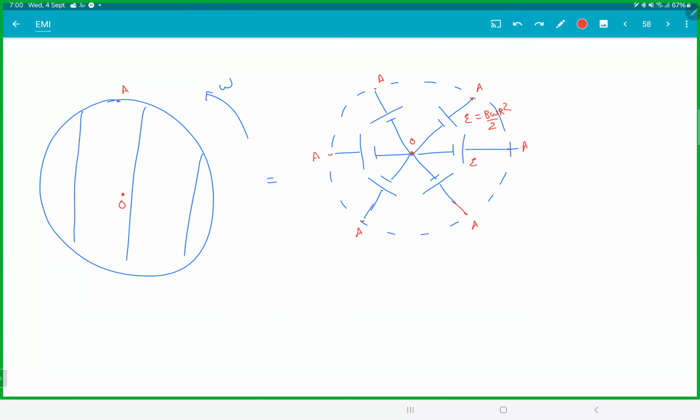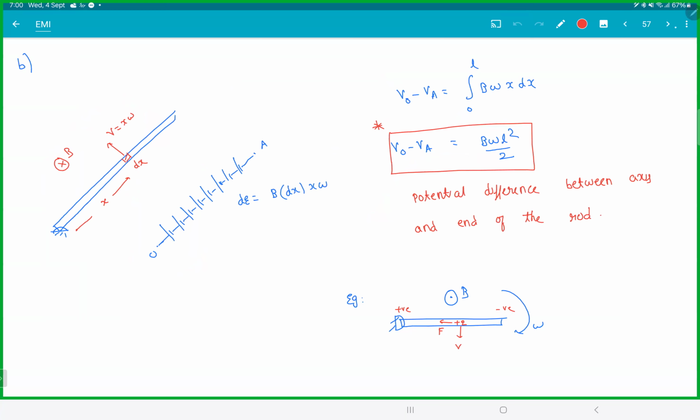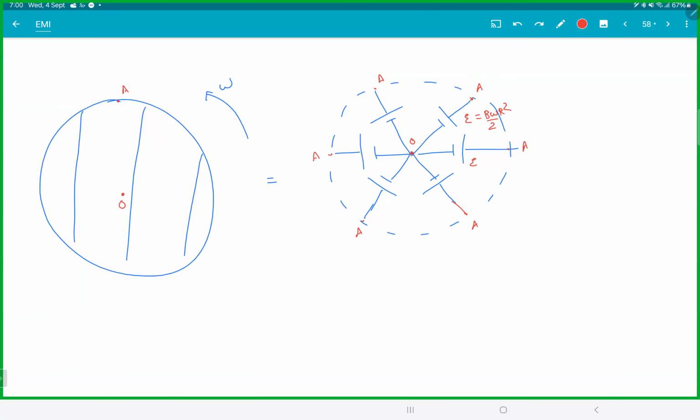So just in case, you might think, "Hey, they gave a disk, so what will be different?" Nothing is different. It is just a bunch of batteries in parallel, so it will still be the same. Clear? So that is the same as this one. That is one.